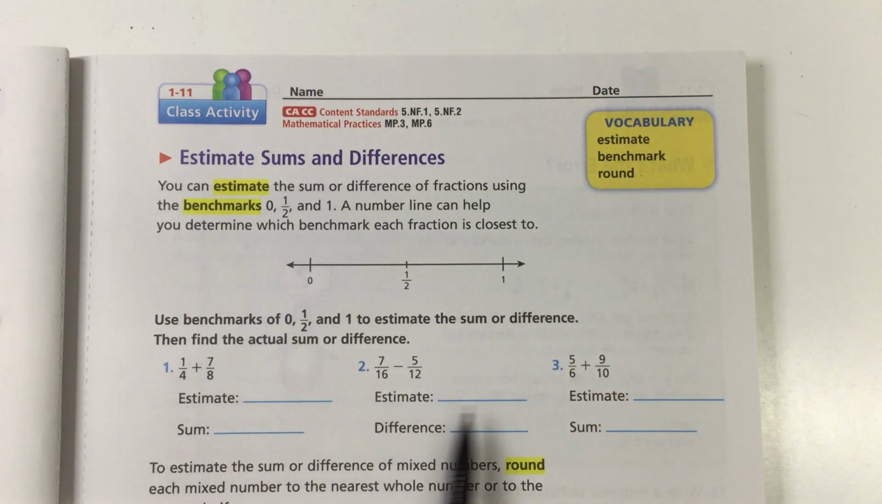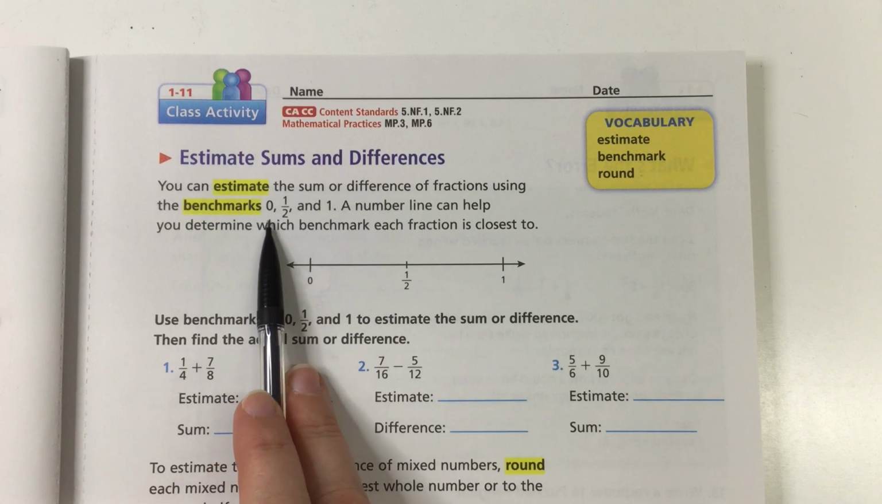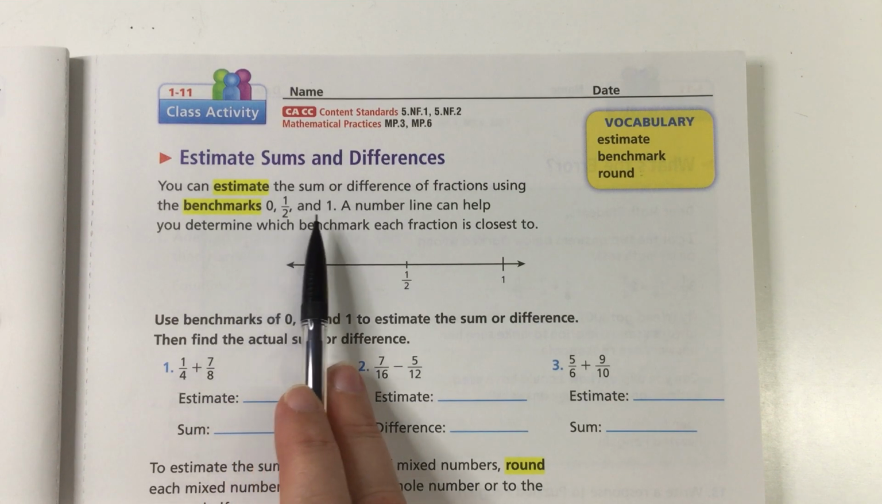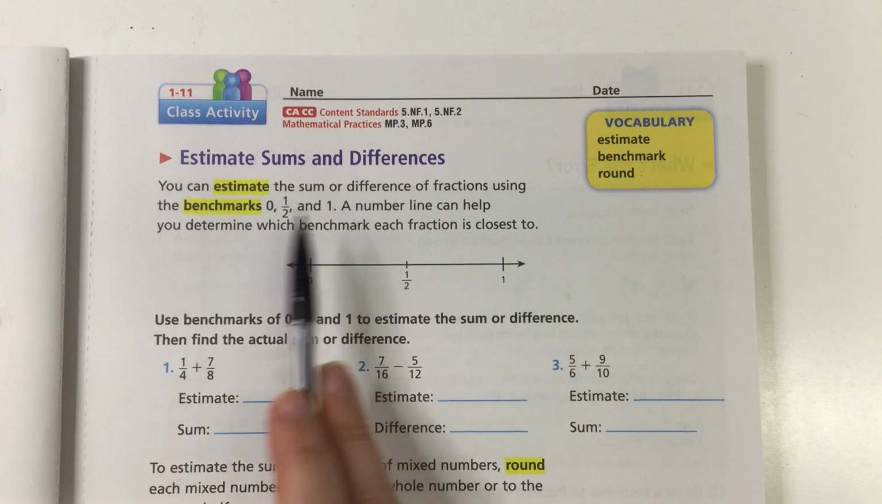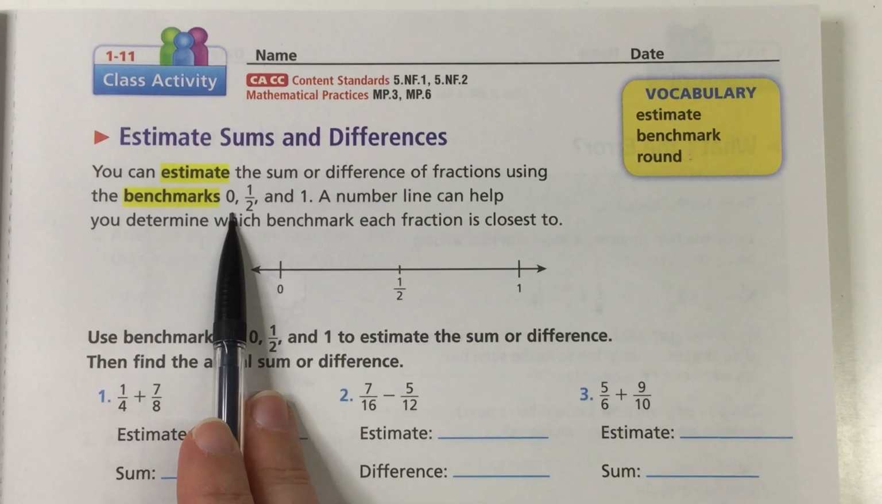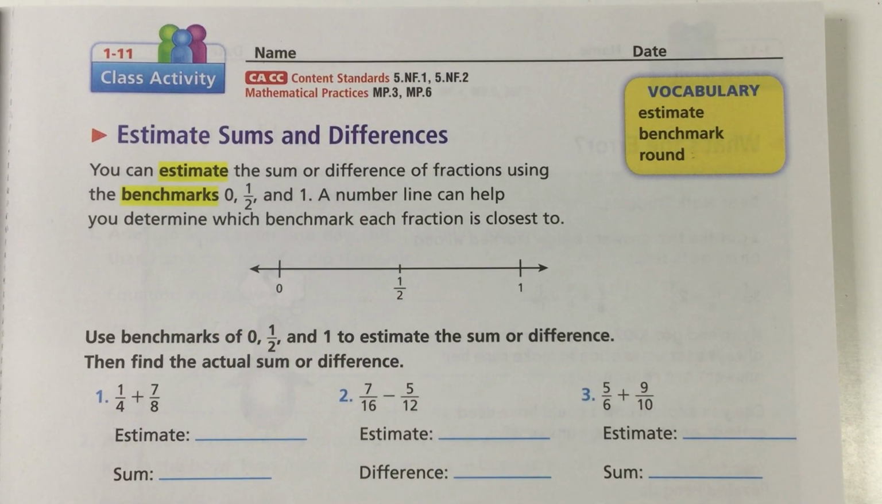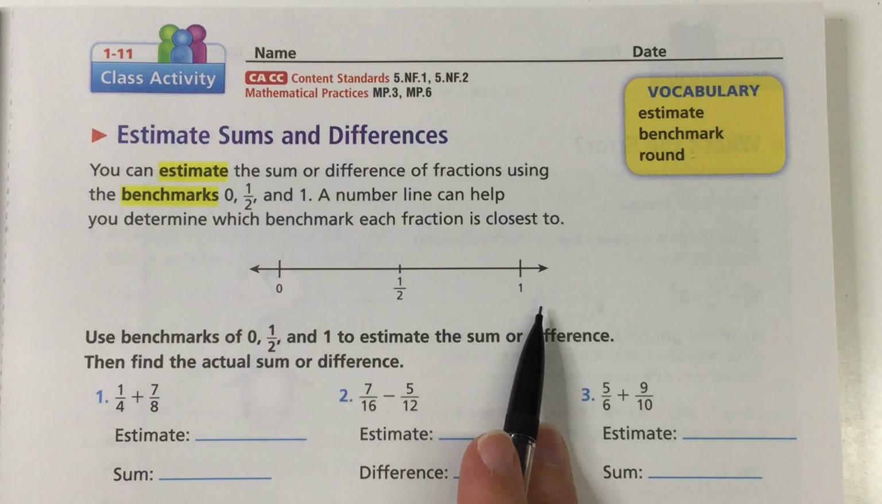So in these questions, here are the benchmarks. Benchmarks mean here are the answers that we could get when we're rounding. So we could say that something's closer to 0, we could say it's closer to 1/2, or we could say it's closer to 1. Kind of like when you're rounding to the tens, your benchmarks are 10, 20, 30, 40. Or if you're rounding to hundreds, 200, 300, 400, 500, that kind of thing. Well, now we're looking at 0, 1/2, or 1.